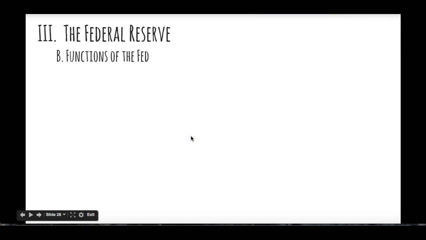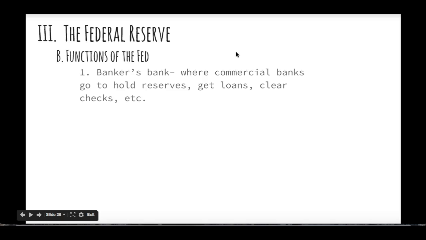The other part that I wanted to talk about is functions of the Federal Reserve. So this is something I'm going to be talking about. Depending upon how much time in class I have, this may be in a capital or A if I skip that structure part. Okay, so the first thing is that the function of the Federal Reserve, the Fed, is what we call a banker's bank.